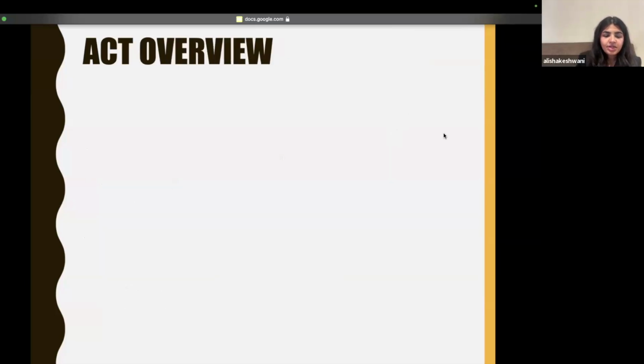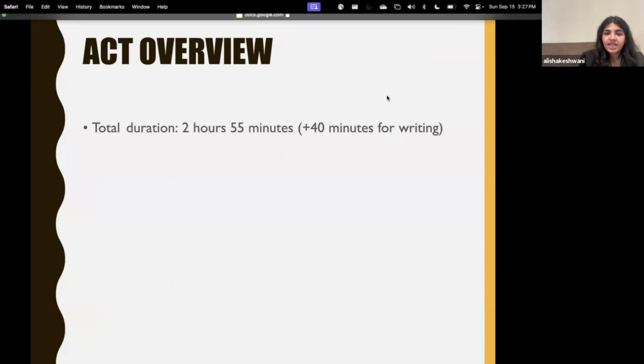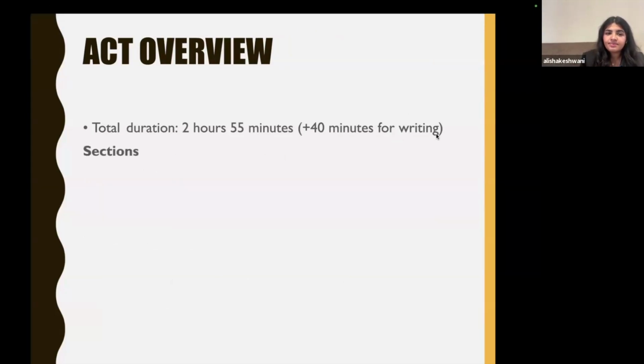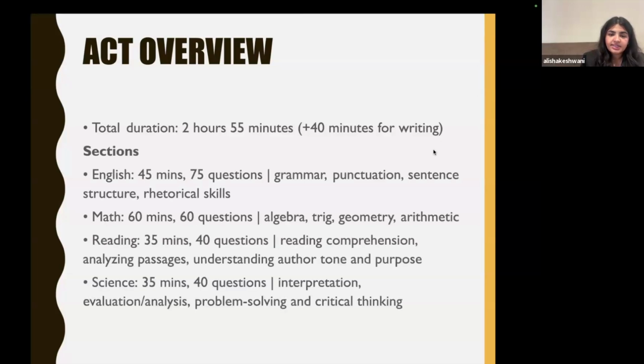So now for a little overview of the ACT. The total duration for the ACT is 2 hours and 55 minutes, and you can take the writing section as well, which is optional, and that will add an additional 40 minutes. And it is online, along with the SAT. In terms of the sections on the exam, it has an English section, a math section, a reading section, and a science section. And you'll see, even though all the tests are different, they have a similar format and types of questions that you're given.